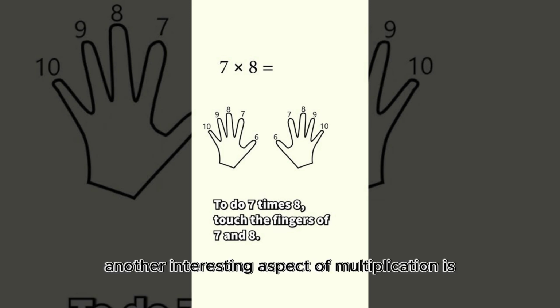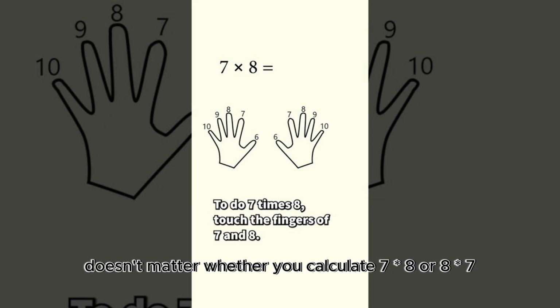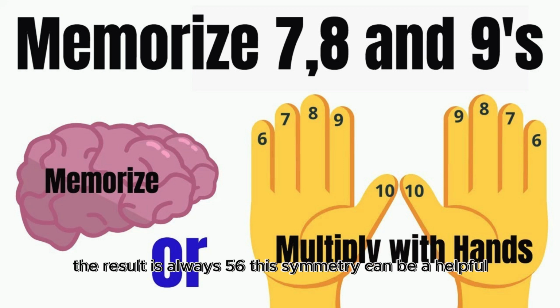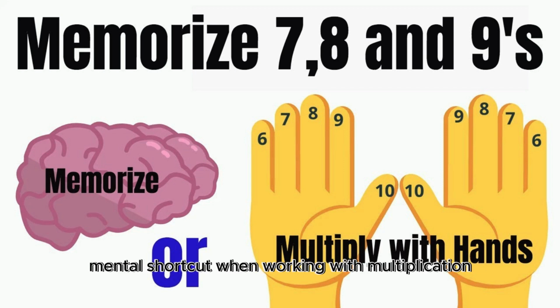Another interesting aspect of multiplication is the commutative property, which tells us that the order in which you multiply numbers doesn't matter. Whether you calculate 7 times 8 or 8 times 7, the result is always 56. This symmetry can be a helpful mental shortcut when working with multiplication.